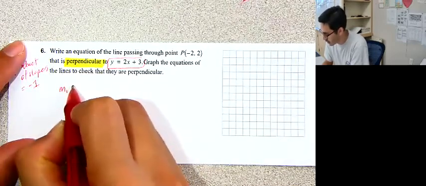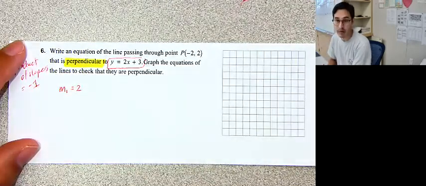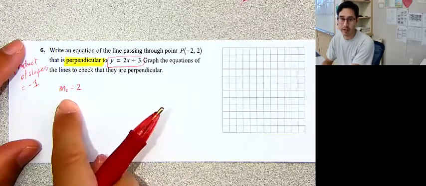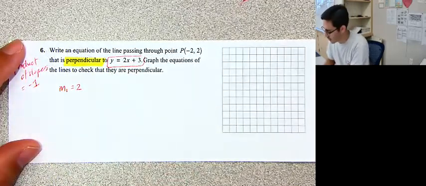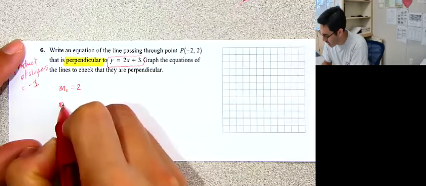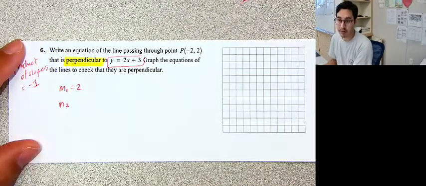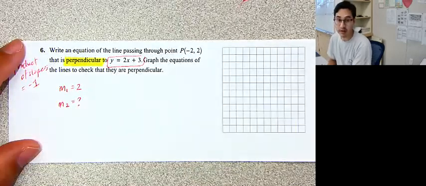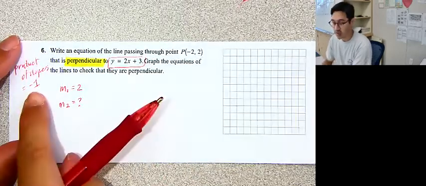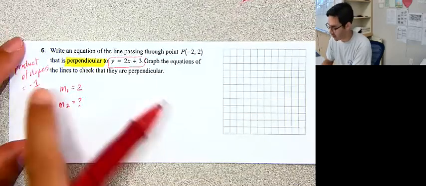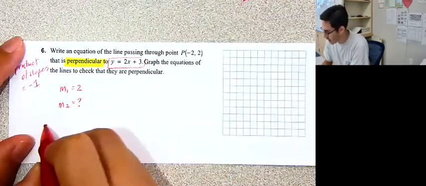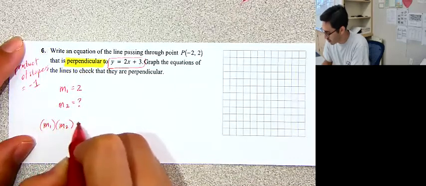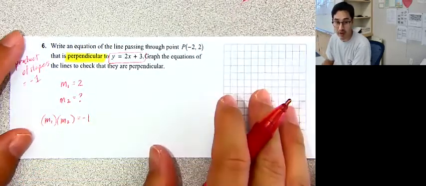m1 equals 2, right? So m is the letter we use for the slope. I'm using a 1 to indicate it's from the first line. Okay. And m2, that'll represent the slope of the second line, but I don't know it. Okay. But what I do know is that the product will equal -1. So I know that m1 times m2 will equal -1.